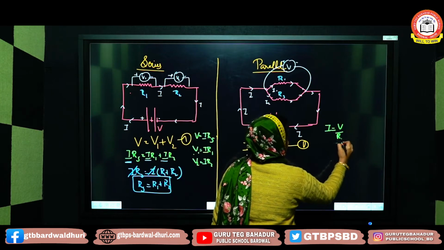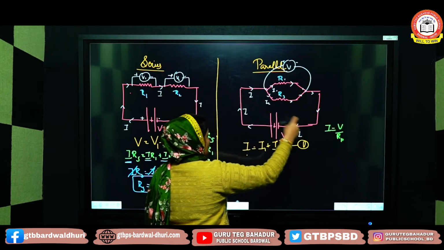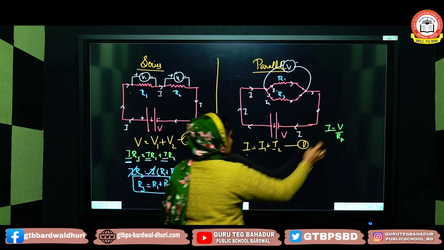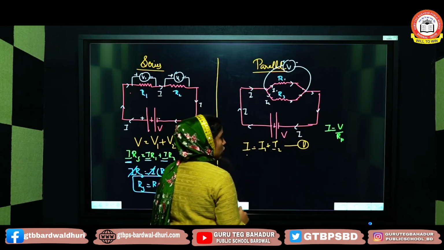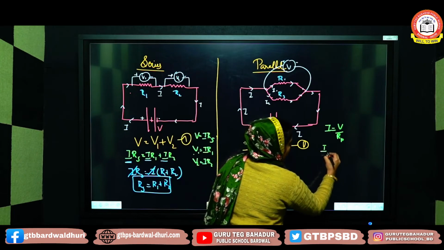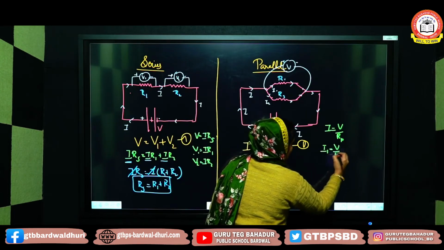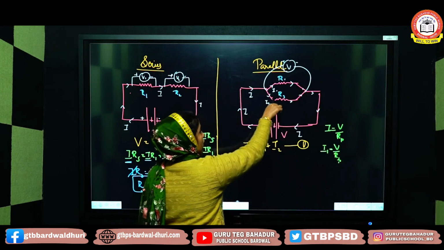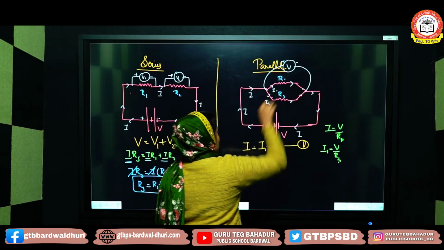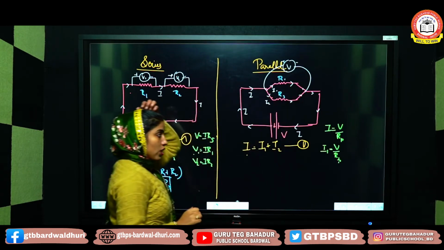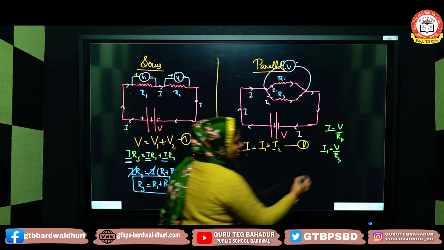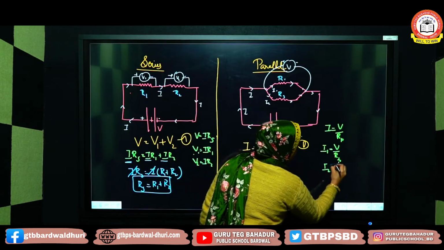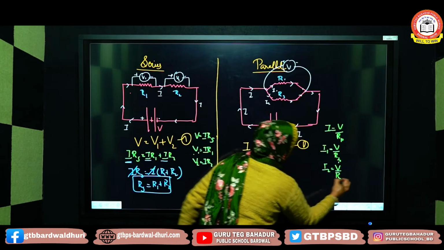Firstly I have applied it on the whole circuit. I is the current flowing in the whole circuit, V is the potential difference that is applied here, Rp is the resistance of the whole circuit. Now I'll find the value of I1, V by R1. I1 is the current flowing through this R1 resistor. Because potential difference is the same, I have written V and resistance is R1. Now I2 will be equal to V by R2.